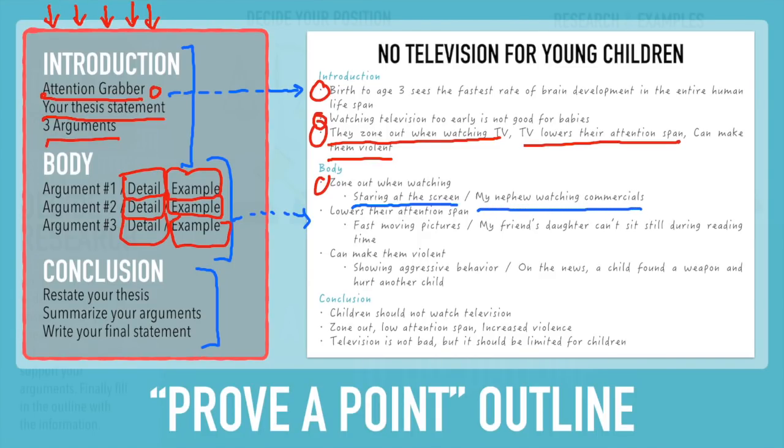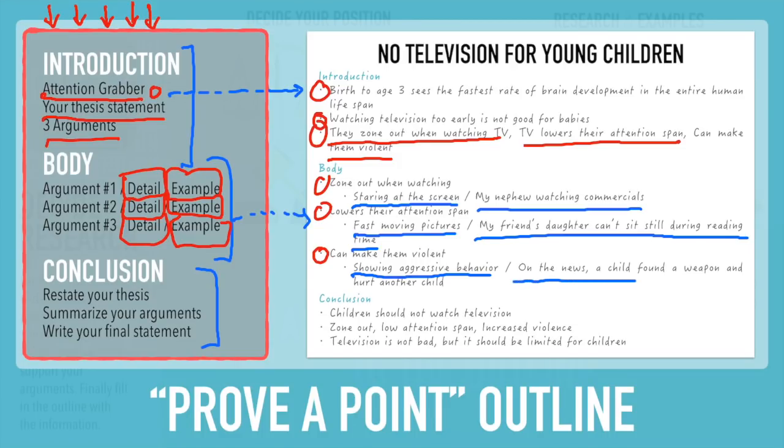Lowers their attention span, fast moving pictures. That's the detail. And my friend's daughter can't sit still during reading time. That's the example. So you notice for the next one, I did the same thing, can make them violent. I said, showing aggressive behavior. And then example, on the news, a child found a weapon and hurt another child.